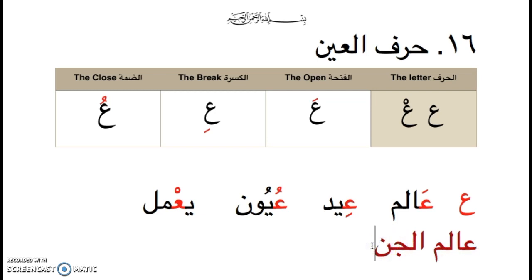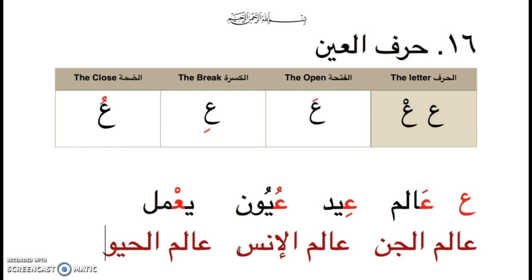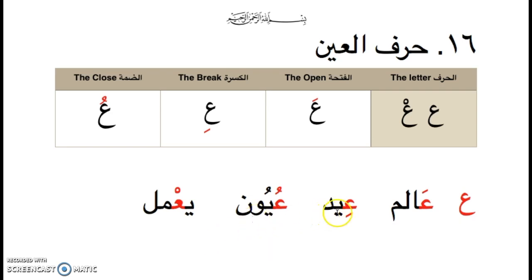So it's like a realm. You can say the realm. عالم الجن. And then the other one is عالم الإنس. الإنس is the humans. So you have عالم الجن and you have عالم الإنس. Or you can have عالم الحيوان, the world of animals. Anyhow, عيد, as we said in another video, is a celebration, festival, holiday.